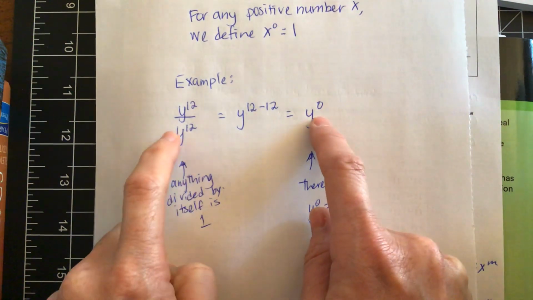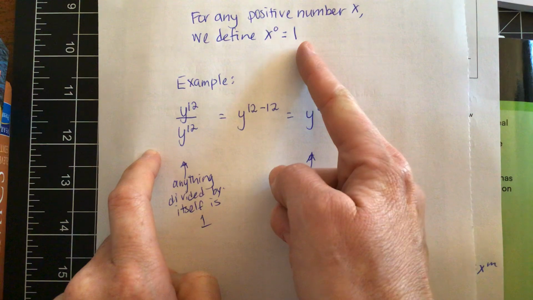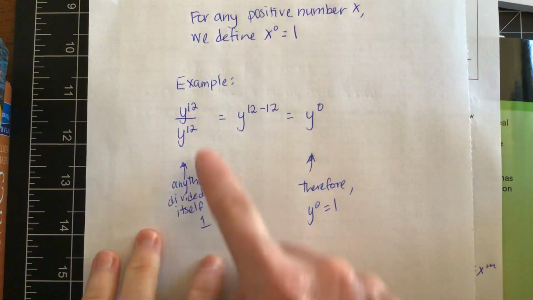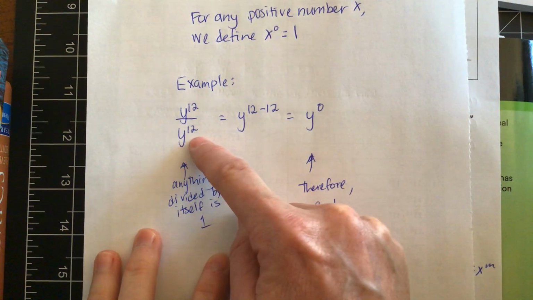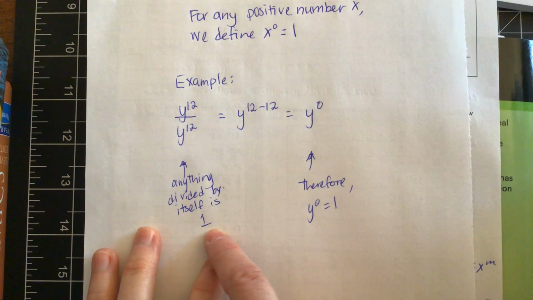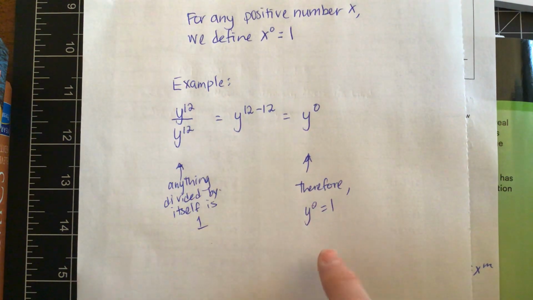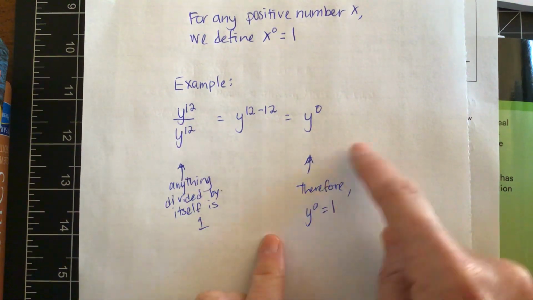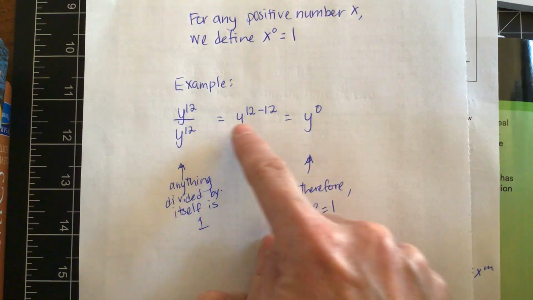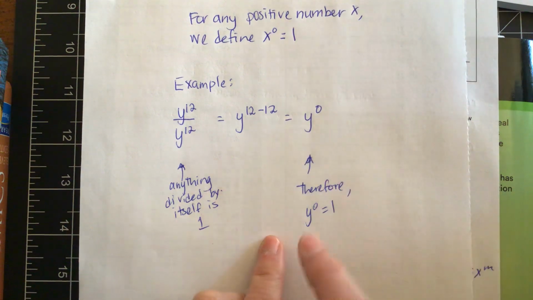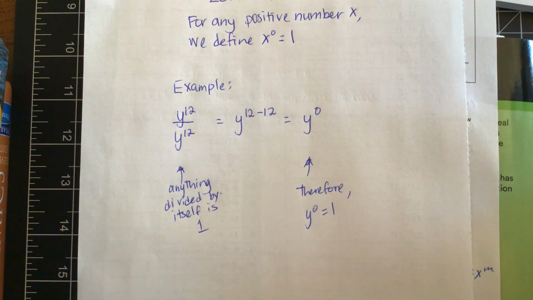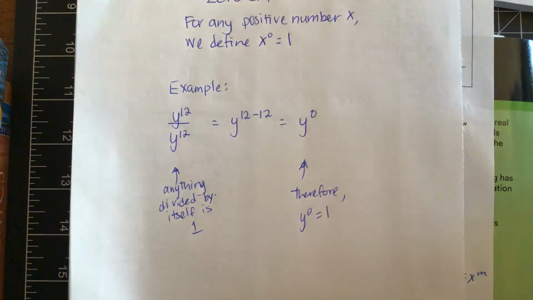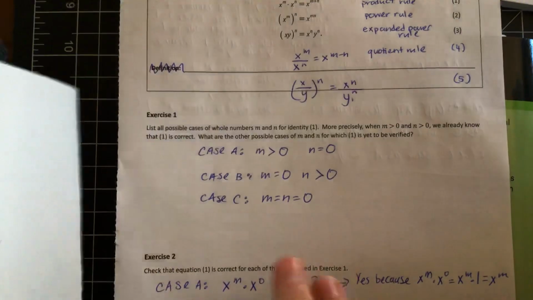Now how that proves what I was saying up here is that if you divide any number by itself, it's 1. We know that. That is the identity rule. And if that is equal to 1, then this is equal to 1 because they are all equal. So y to the 0 power, x to the 0 power, any base to the 0 power is going to be equal to 1. So that's what you want to know.